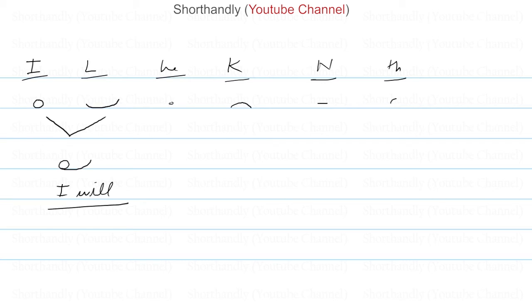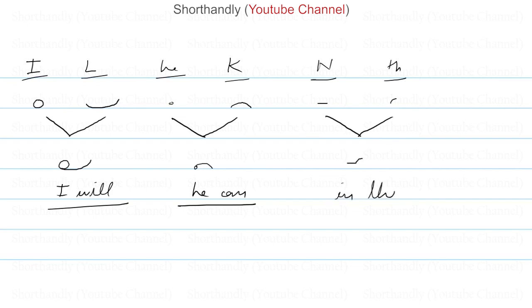We're gonna join he and K. So let's join these two. So you again saw that a new character is formed. So we can call this he can. Alright, so let's do the last one. We're gonna join N and the. So it goes like this. So we can call this in the.